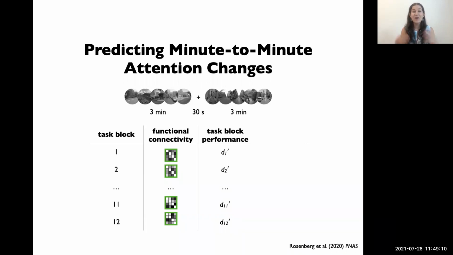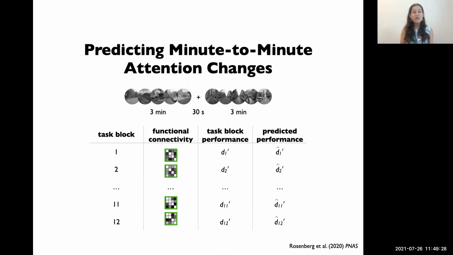And now the question is, can we take those functional connectivity models defined in 24 participants' task data and apply them to functional connectivity from each of the left-out person's task blocks separately to get a predicted measure of performance for each of those 12 blocks?